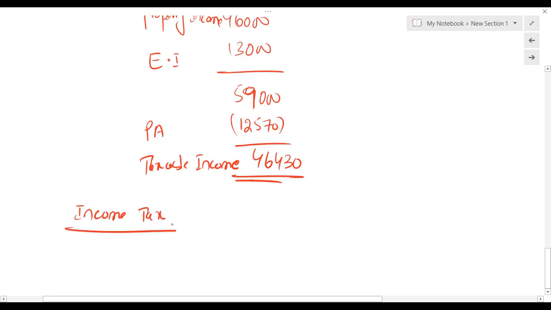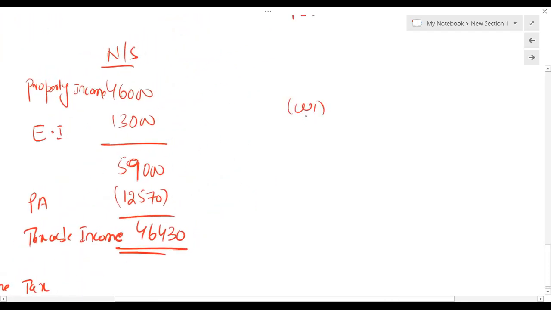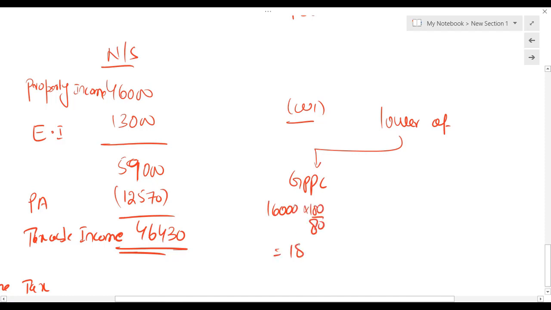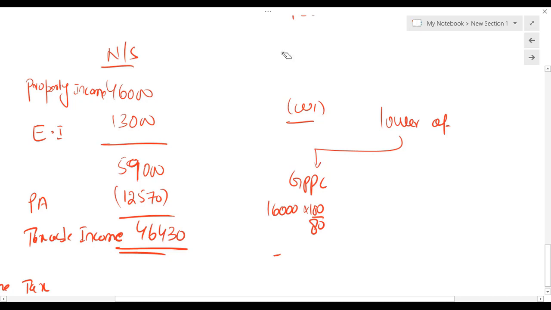So before calculating income tax, we need to find out that basic rate band will increase by what amount. Working one: band will increase with lower of gross PPC. 16,000 is net. If I make it gross, 100 upon 80, it becomes, I think, 18,750. Let me use my calculator. Oh no, it becomes 20,000.